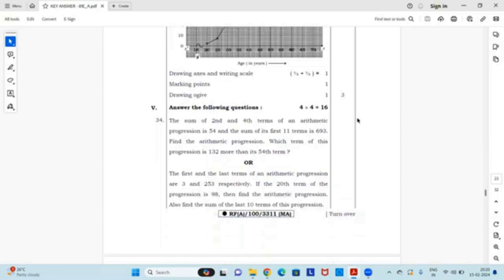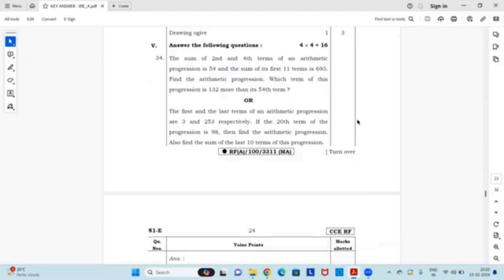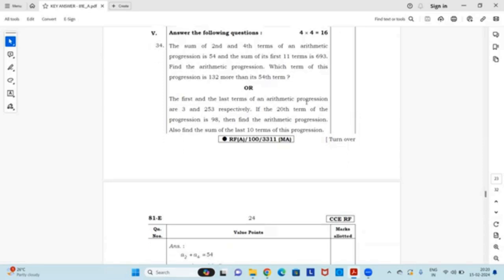Okay, fifth section. Answer the following question. Again, you have a word problem. Two questions are there. 34th question. The sum of the second and the fourth term of an arithmetic progression is 54, and the sum of its first 11 terms is 693. Find the arithmetic progression. Which term of this progression is 132 more than its 54th term?